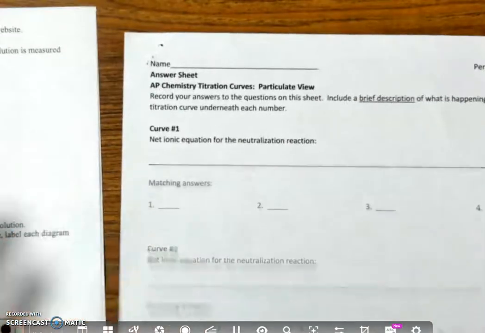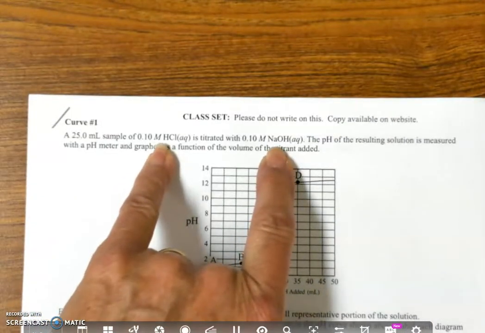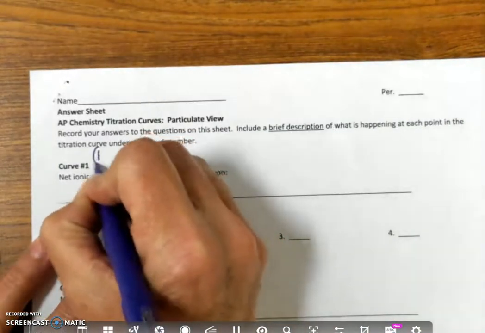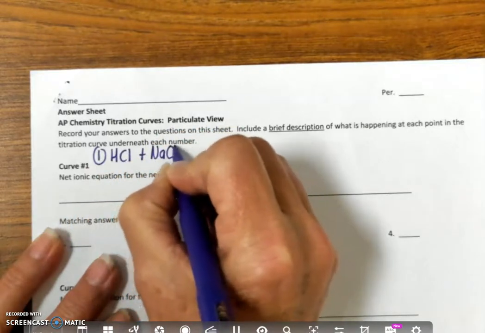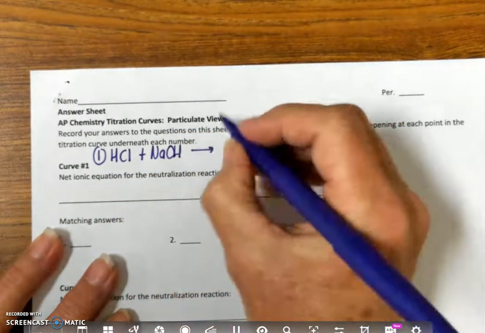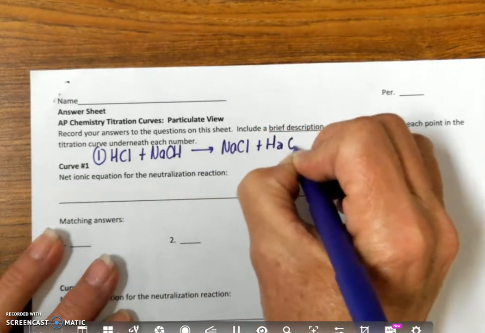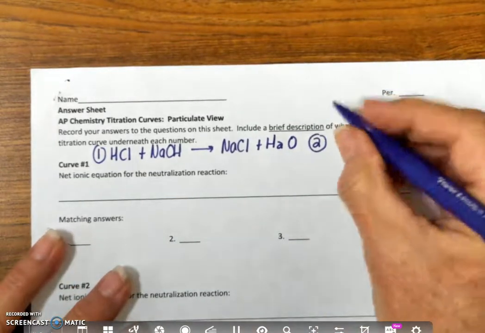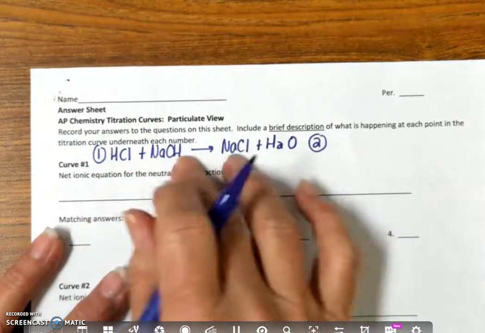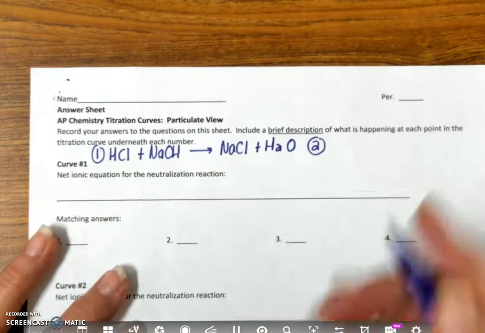Okay? And the first one says that we're going to titrate a solution of HCl and sodium hydroxide. All right? So the first thing I'm going to do is I'm going to write HCl plus sodium hydroxide gives the salt and water. Okay? Now, my ionic equation is going to be when I take all of these species, each one individually, and dump them in water. Do they or do they not dissolve?